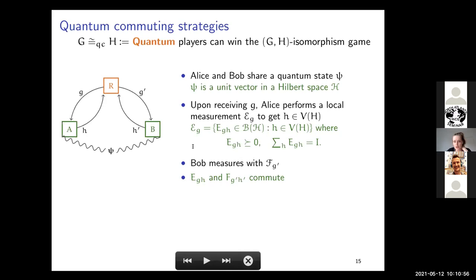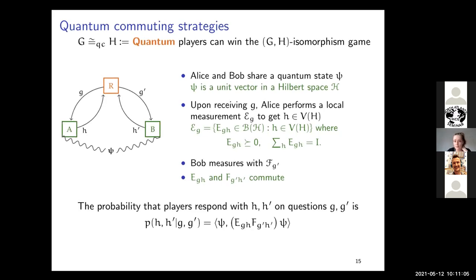So now this is a strategy: the psi together with the bunch of these E_{gh} and F_{gh}. Now, if Alice and Bob play according to this strategy, then quantum mechanics tells us how we can compute the probability that upon receiving these vertices G and G prime, they respond with H and H prime. And this probability is given by this inner product. So we take the inner product between psi and psi acted upon with this E times F.